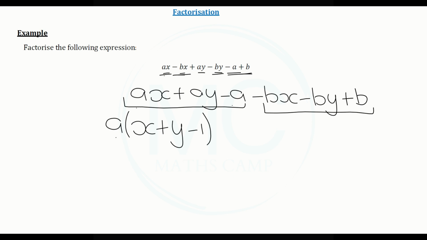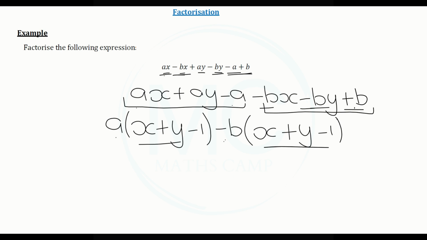In our second set, we have negative bx, negative by, and positive b. So the signs are different to this bracket over here, which means we have to take out a negative value. So let's take out a common factor of negative b. Negative bx divided by negative b leaves us with positive x. Negative by divided by negative b leaves us with positive y. And positive b divided by negative b leaves us with negative 1.